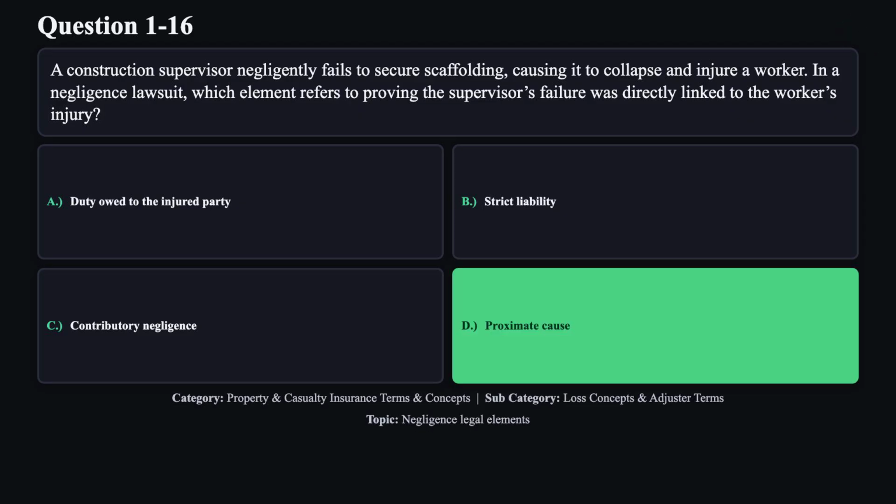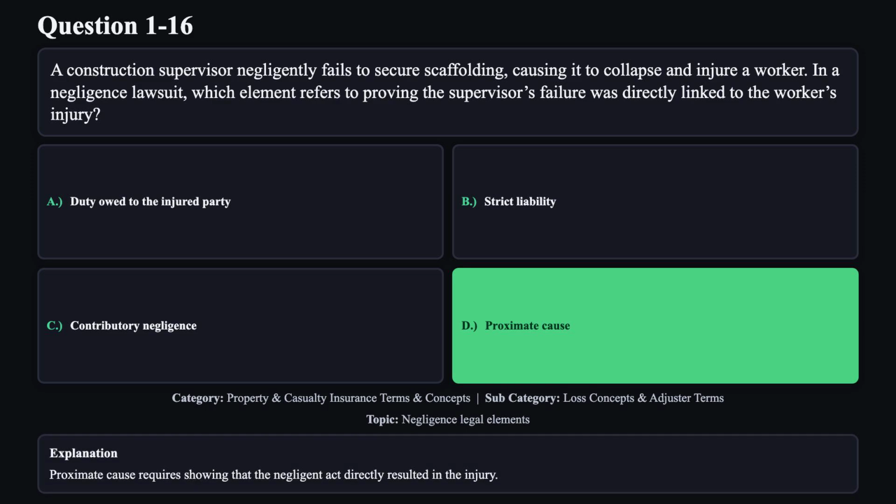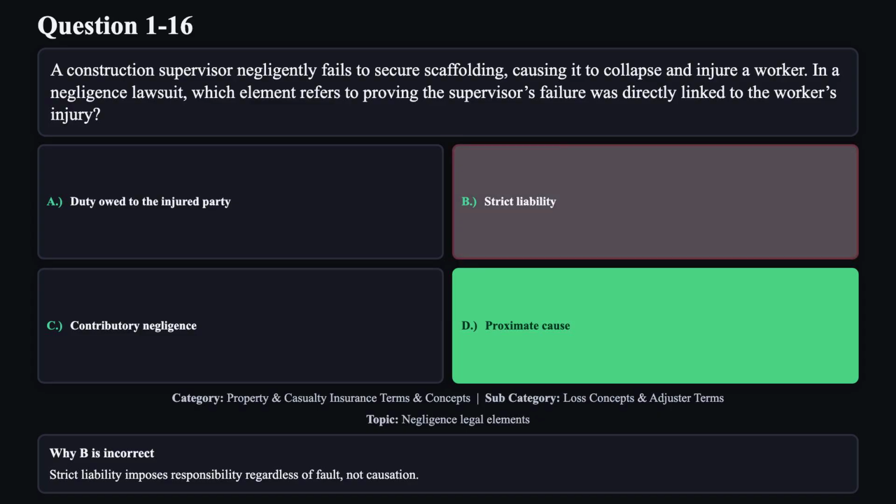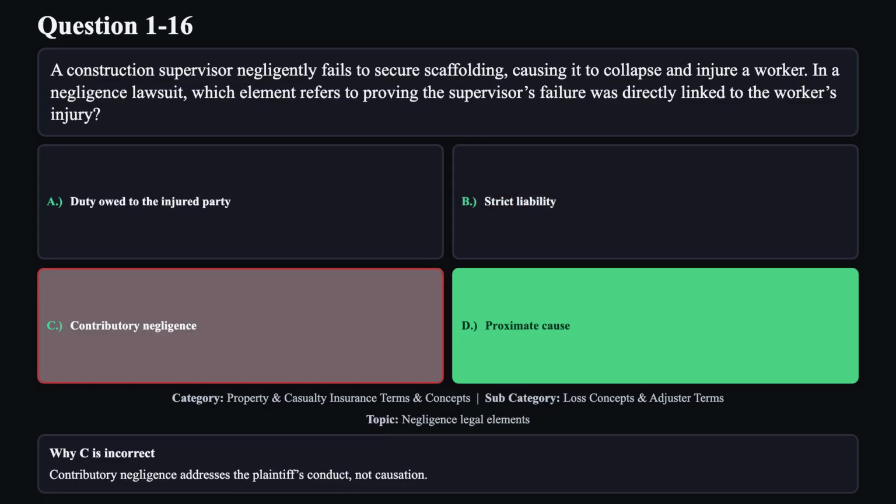The correct answer is D. Proximate cause requires showing that the negligent act directly resulted in the injury. Reason A is not correct. Duty involves the obligation owed, not the causal link to injury. Reason B is not correct. Strict liability imposes responsibility regardless of fault, not causation. Reason C is not correct. Contributory negligence addresses the plaintiff's conduct, not causation.